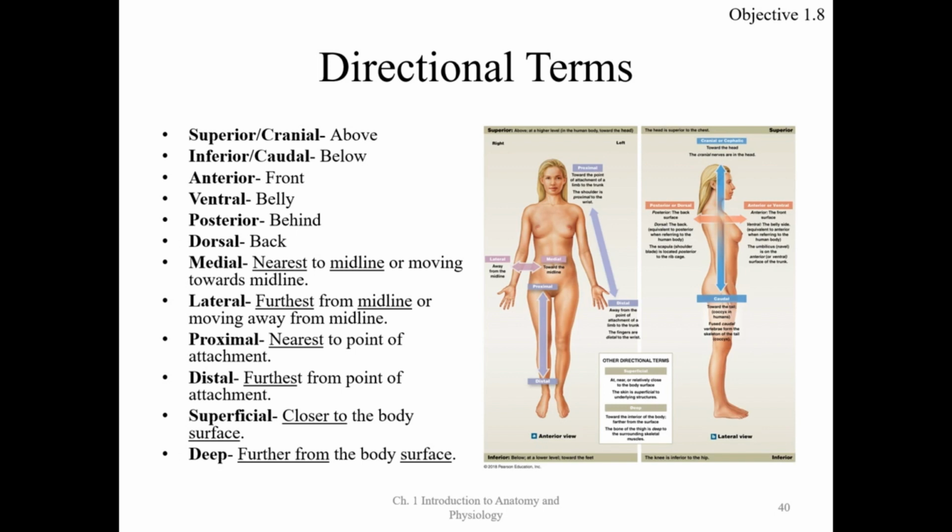Anterior is front, ventral is belly. Anterior and ventral mean the same thing. Posterior is behind, dorsal means back. In humans, posterior and dorsal mean the same thing. Please note that anterior and ventral mean the same thing in humans, but not in dogs, not in cats, not things like that. Same thing goes for posterior and dorsal.